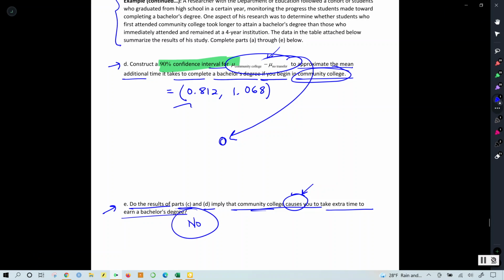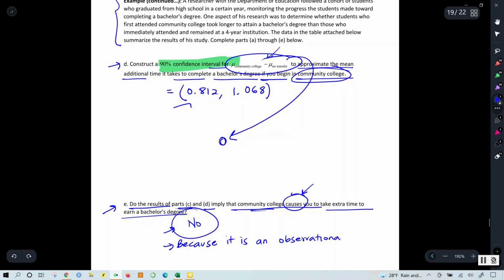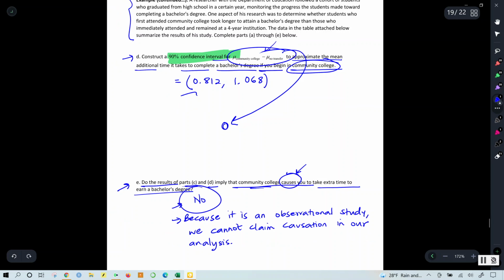And another reason is that this is an observational study. Because it's an observational study, we cannot claim causation. So because, again, it's an observational study, we cannot claim causation in our analysis.